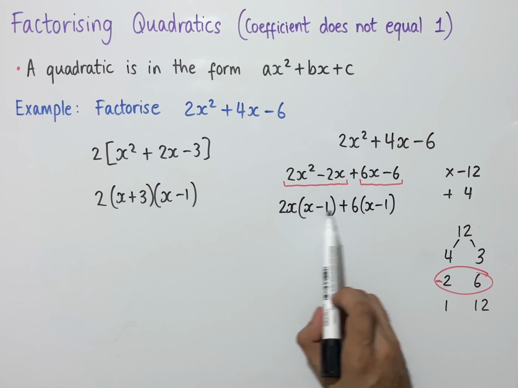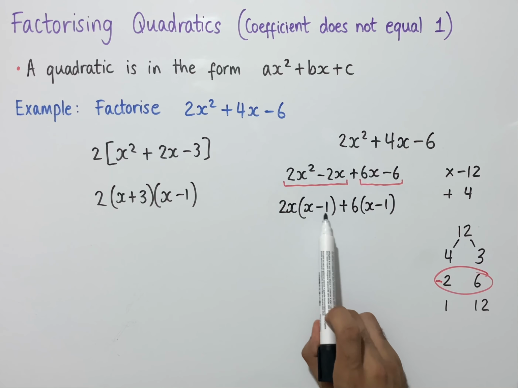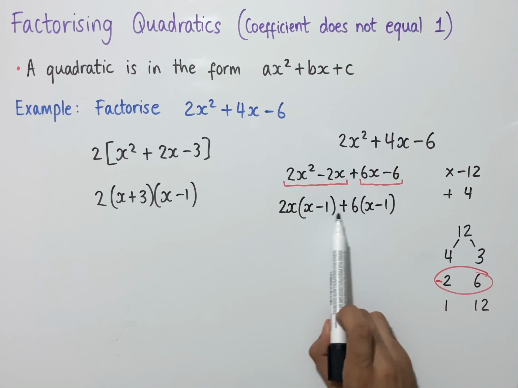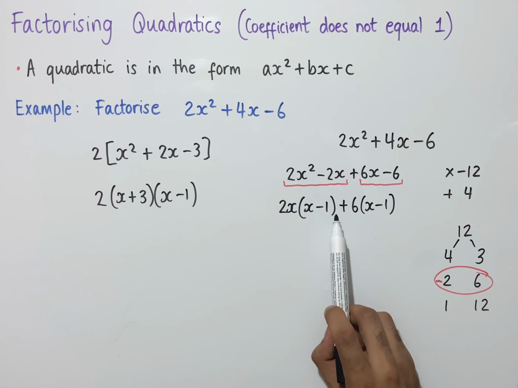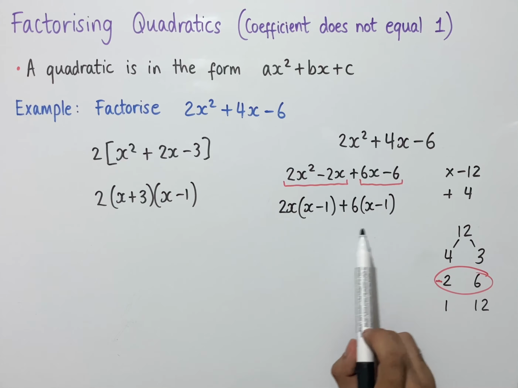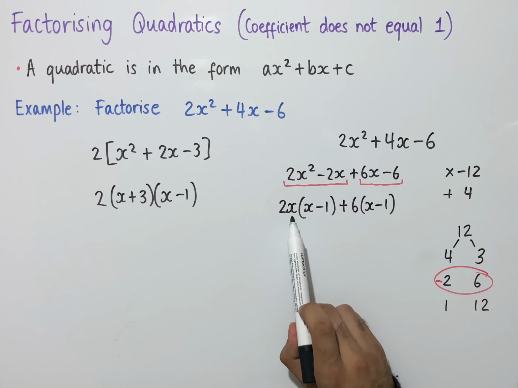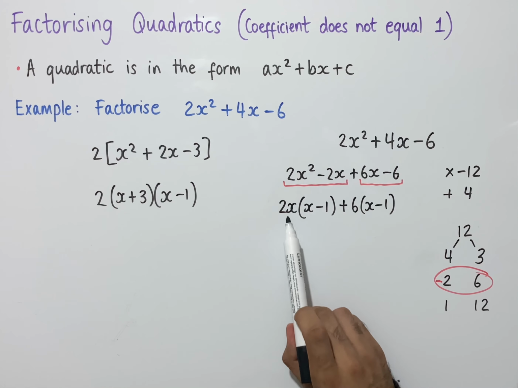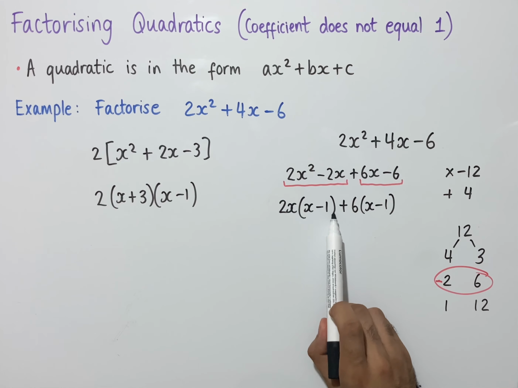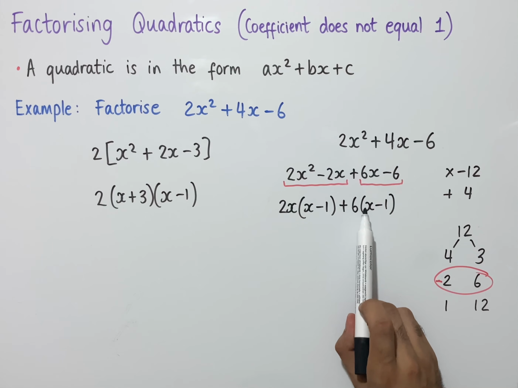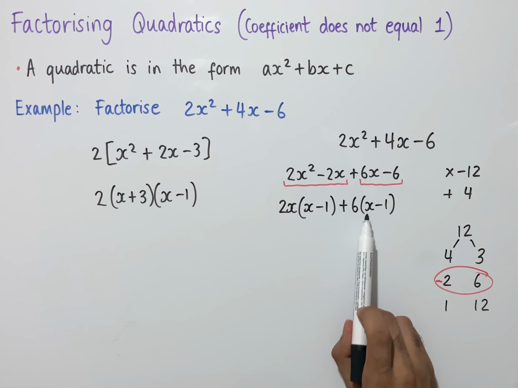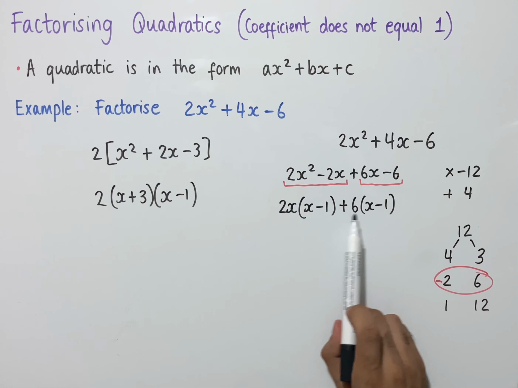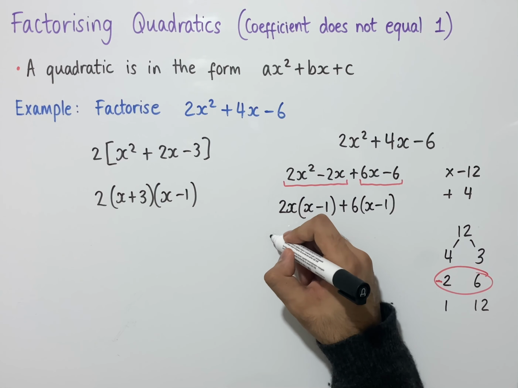The key to this step is to ensure that the terms within the brackets that we end up with are both exactly the same. If they are not the same, then we can't apply the next step, which is to factorize further. We can now factorize this further, and so we see that we have two terms in total. So the first term is 2x brackets x minus 1. The second term is 6 brackets x minus 1. Both of these two terms have x minus 1 in common. In other words, the brackets are common in both, and so we can factorize the bracket out.